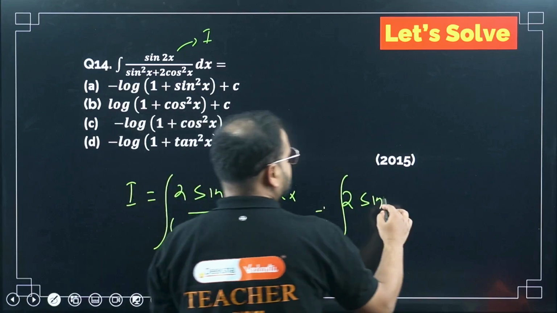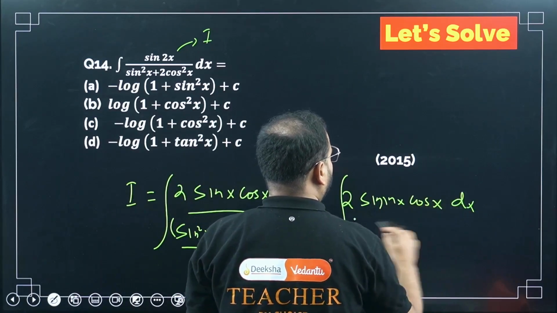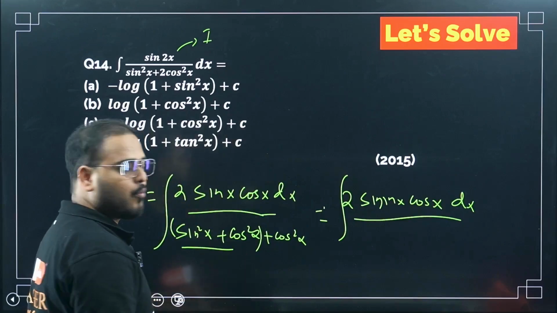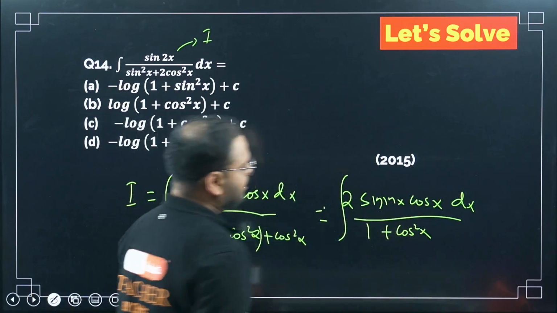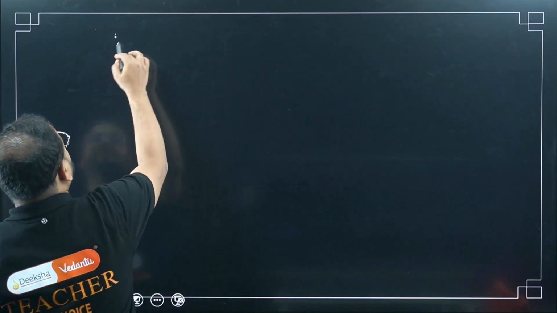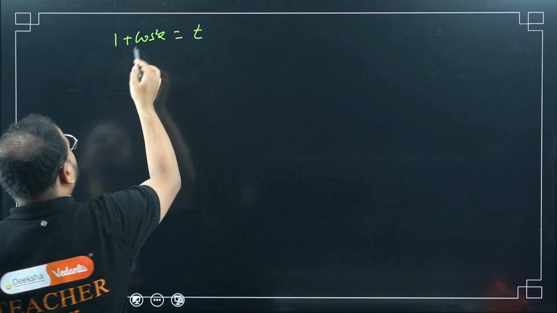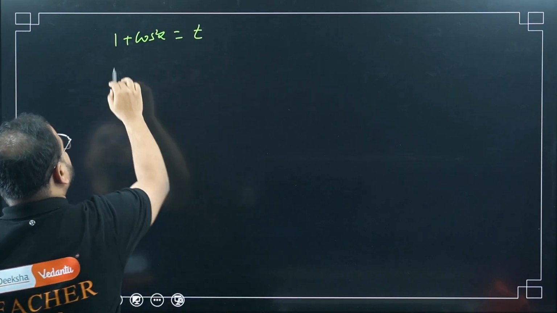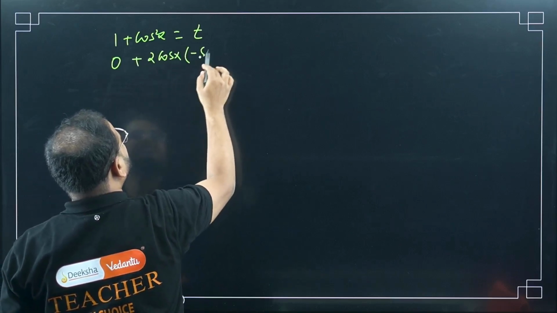2 sin x cos x dx. Is there sin square plus cos square equal to 1, please check. So 1 plus cos square of x. Do one thing. Take 1 plus cos square of x as t. What's the differentiation over here? Please check. 0, 2 cos x times of minus sin x.